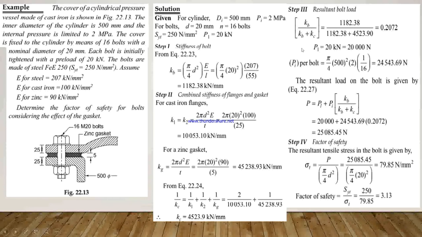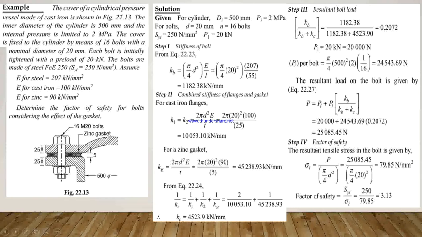In the next step, we are going to calculate the resultant bolt load by using this equation. Using the formula kb divided by kb plus kc, we got the value 0.2072. The bolt load P1 is equal to 20 kN, but we require Pi per bolt, so we calculate for per bolt that is 24,543.69 N. The resultant load on the bolt is given by equation 22.27, that is P is equal to P1 plus Pi kb divided by kb plus kc.